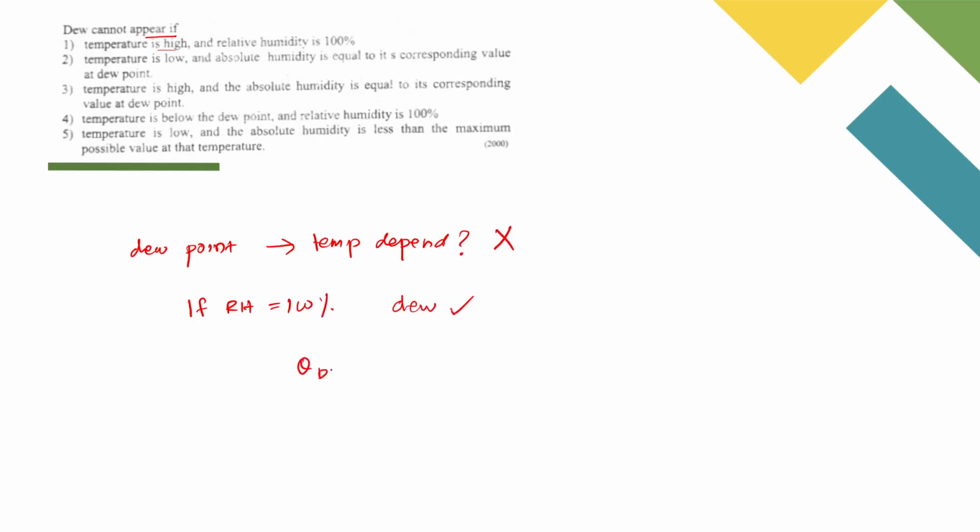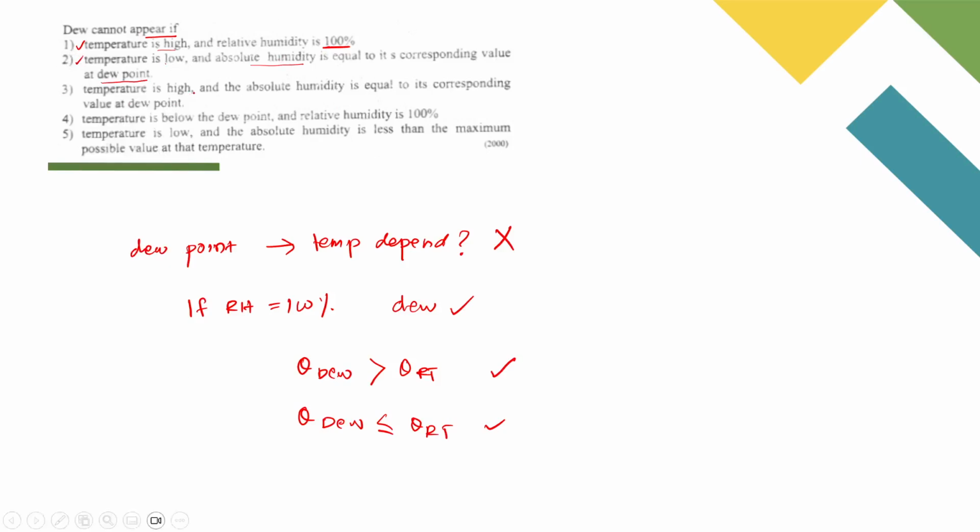Then dew point temperature. Can it be greater than room temperature? Yes. Can it be less than room temperature? Yes. Can it be equal? Yes, because we only have to look for RH being 100%. So will dew form? Yes, because RH is 100%. Dew will form. Temperature is low. Absolute humidity is equal to corresponding value at dew point. That means it is a dew point, right? AH and dew point, that is what I told earlier. So this is already at dew point.